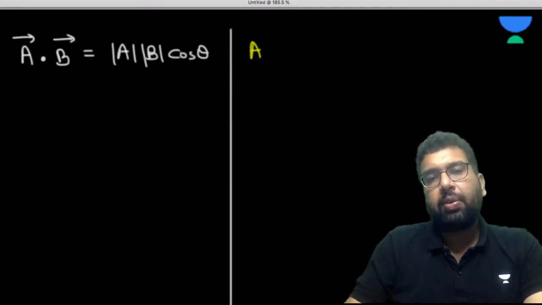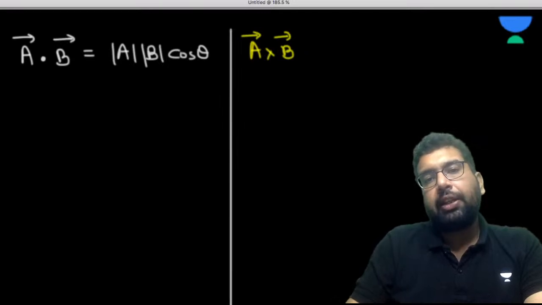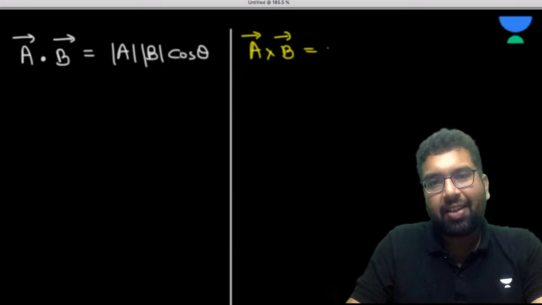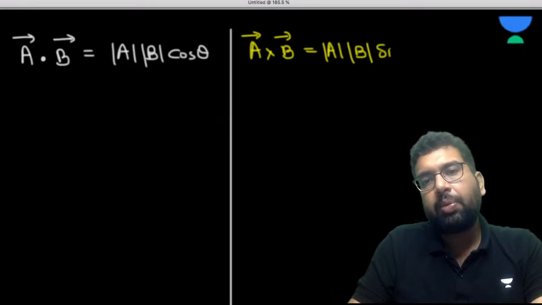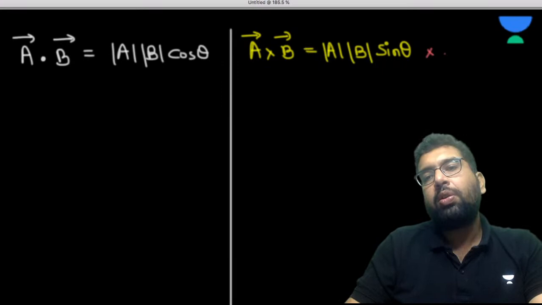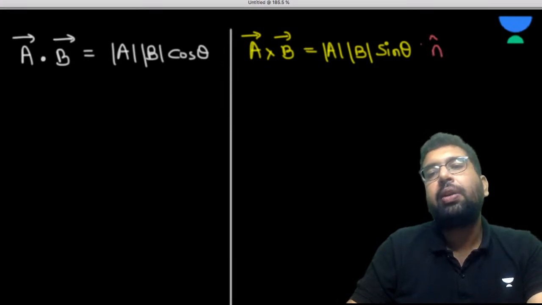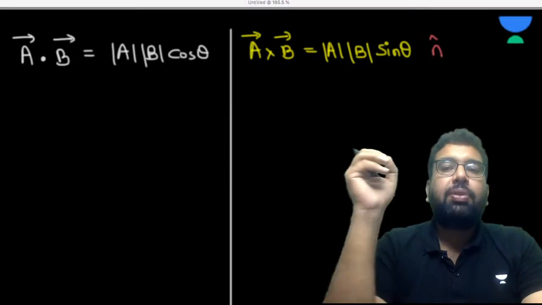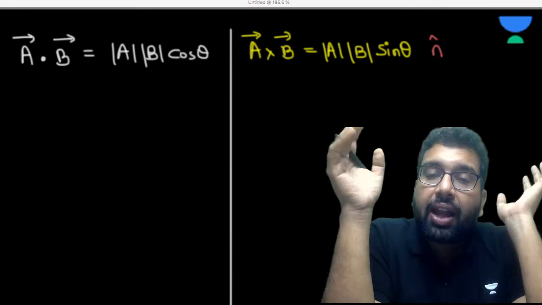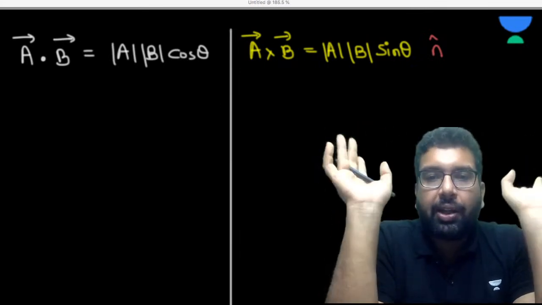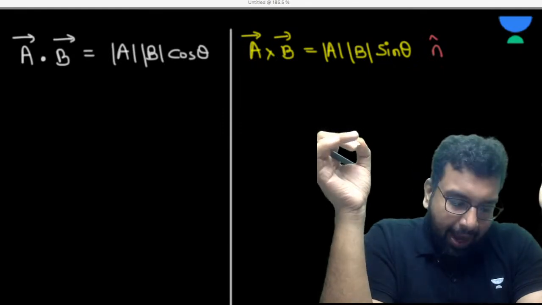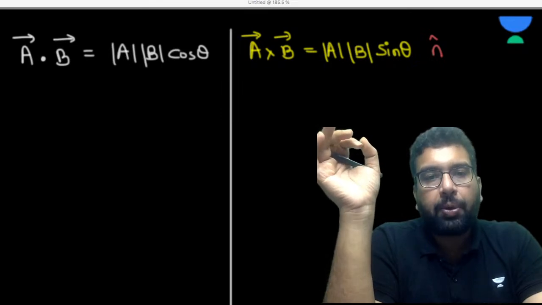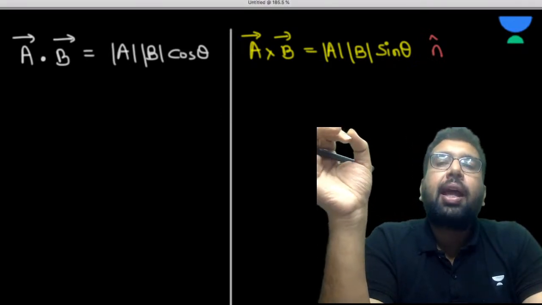Now, for the cross product, this is going to yield a vector. If we talk about the magnitude of it, it is going to be AB sine theta, and it will also need a direction. The direction is given by the unit vector, so I'll write n cap in the end. Why n cap? Because a vector has two things, magnitude and direction. So whenever you do the cross product of two vectors, you need to see the magnitude as well as the direction. AB sine theta is the magnitude of the cross product, and n cap is the direction.